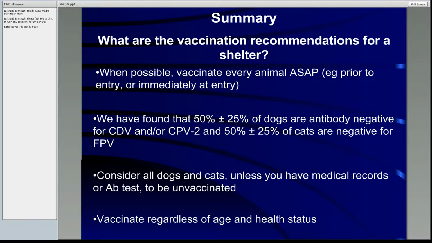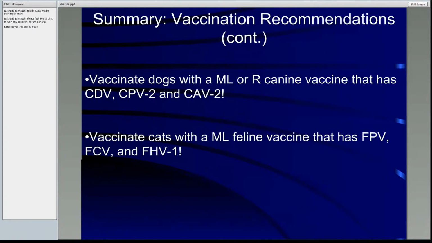And vaccinate regardless of age and health status, which is something that we don't recommend in pet dogs, but this animal is at much greater risk than the average pet dog. Vaccinate dogs with a modified live or recombinant canine core vaccine series. Vaccinate cats with a modified live feline core vaccine.